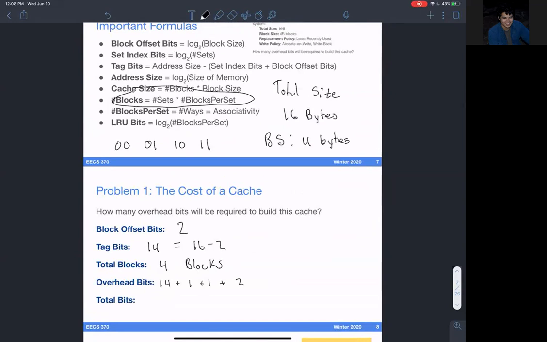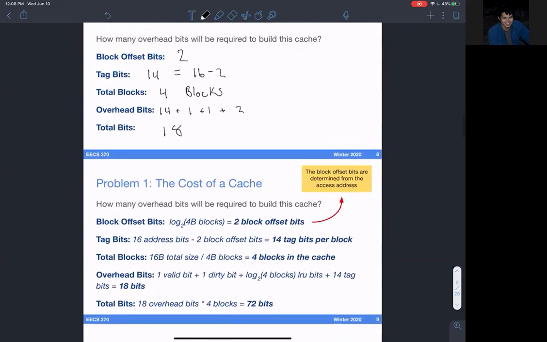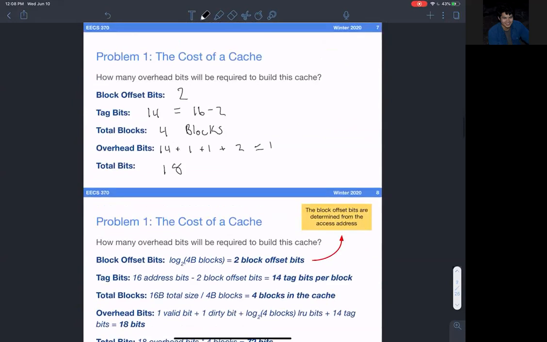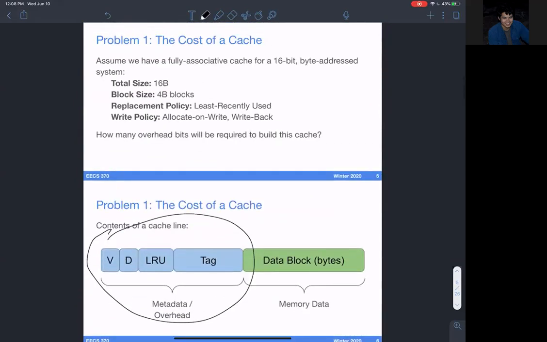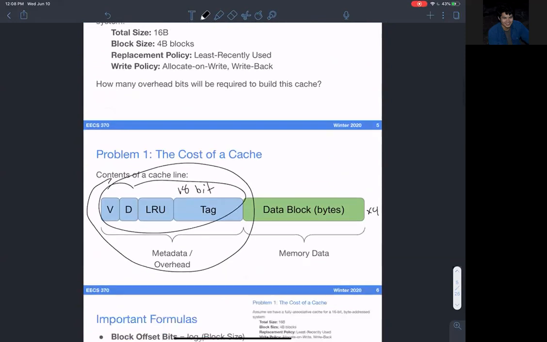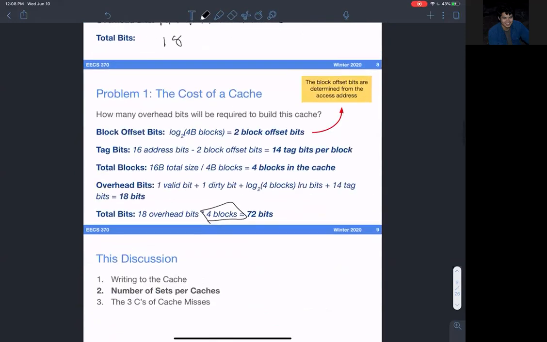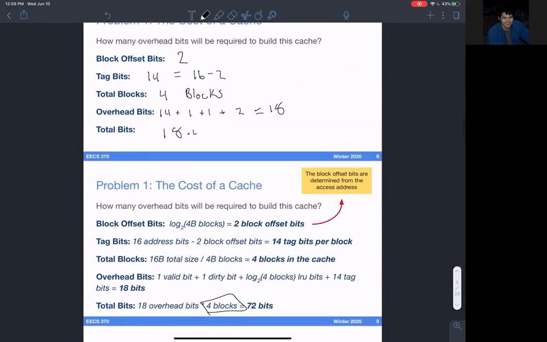So our total number of bits is 18. So our overhead bits is equal to 18. And then for the total number of bits, since we have 4 blocks, we actually have 4 of these lines. If each of these is 18 bits, and we have 4 of them, we have a total of 72 bits. So that's where they got that last value.